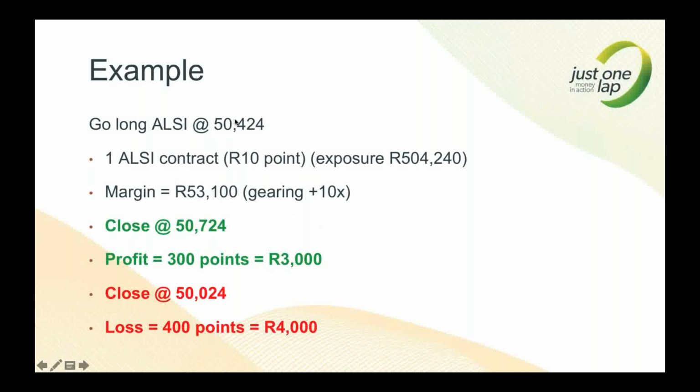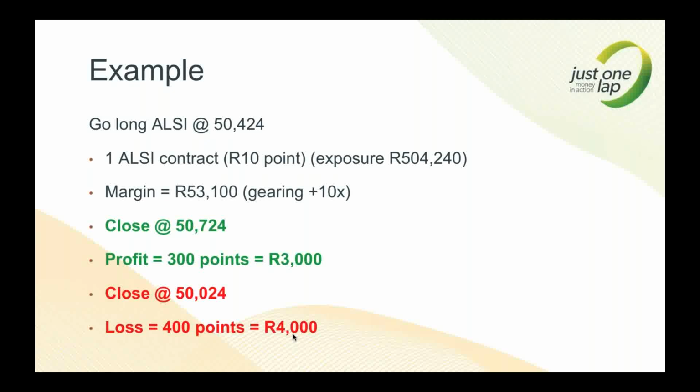You entered at 50,424. If you then exit at 50,724, you would have made 300 points. At 10 Rand a point, you would have made 3,000 Rand profit before costs, but costs in this case will be about 30 Rand. So you would have made 2,970. If you'd gone long and then exited at 50,024, you would have lost 400 points. At 10 Rand a point, you would have lost 4,000 Rand. So that profit or loss is the number of points, referenced from where you entered and where you exited.